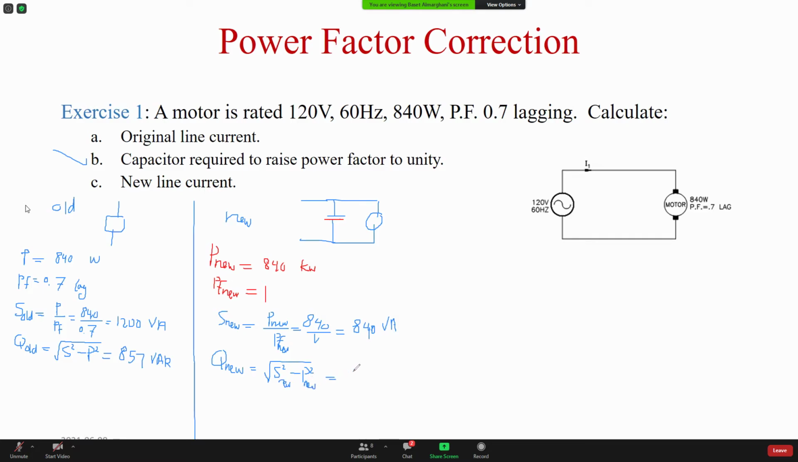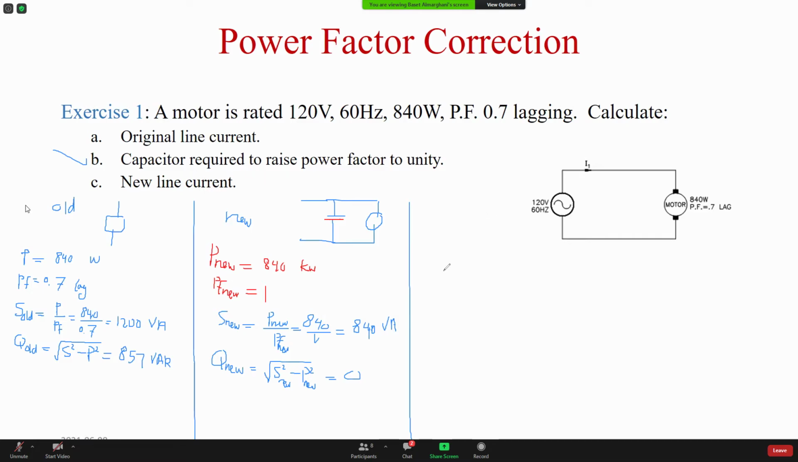And this is going to be 0 because these are the same and power factor is 1. So this is the first step in the analysis. Write down the old system, the new system: power, power factor, S and Q. Real power is the same. Power factor is given to you. S, the new is less than the old one. Q, the new is less. Now we're going to add a capacitor.